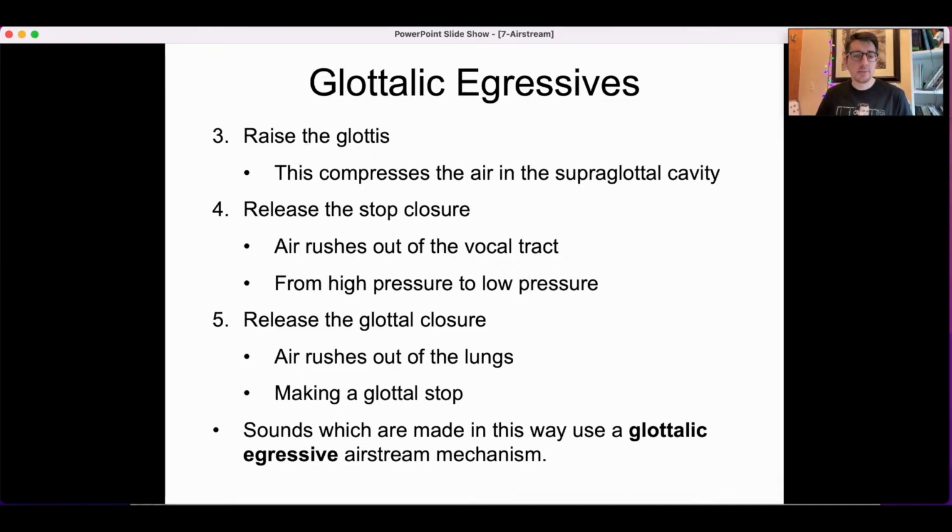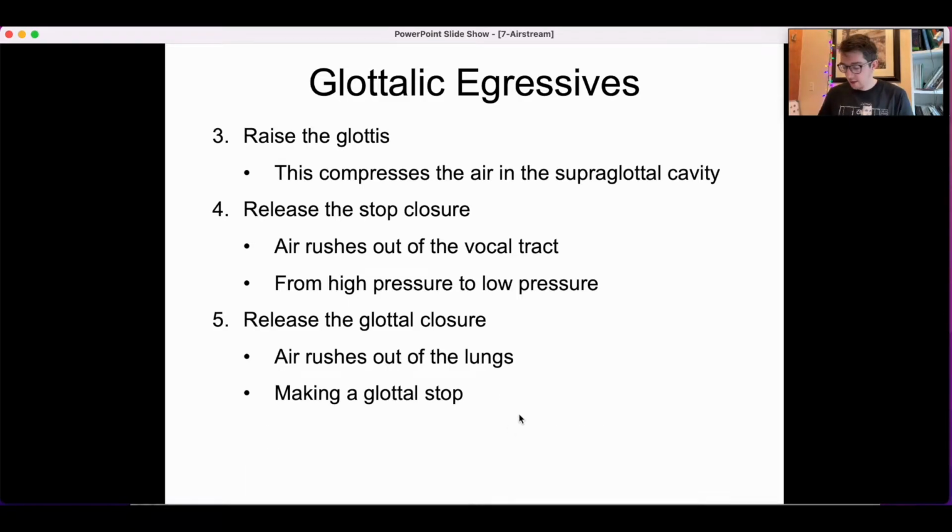So, basically, what we do with these sounds is that we are producing glottalic egressive sounds by holding our breath. So basically, you can do this, and hopefully, you can feel the glottis rising, right, a little bit up. So that should do the work.